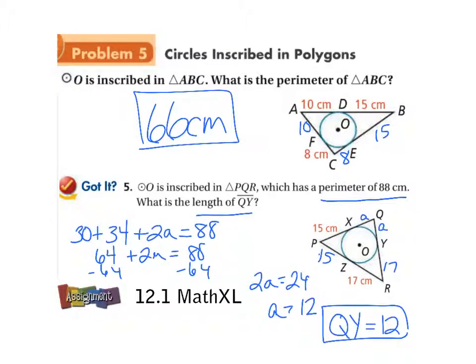Okay, I got it to equal 12 units. The way that I set that up is I took the 15 and 15 to get 30, the 17 and 17 to get 34, plus, and I just labeled this, I called it A. I just labeled it as an A and another A, so that's plus 2A, and all together that should get me a perimeter of 88. And then I just did some algebra, combined like terms, moved it over, solved for A. I got A to be 12, which is ultimately the QY measurement that they want.